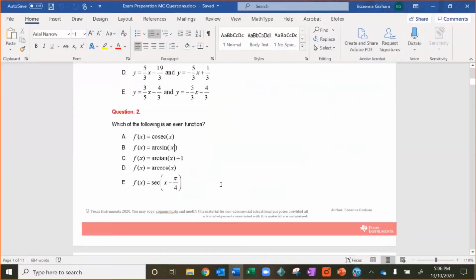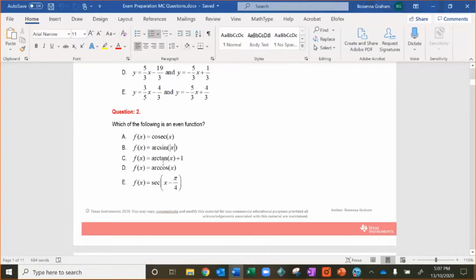Next question, which of the following is an even function? And we have 5 functions here. Now, of course, you could sketch each of those, and we know that the even function is the function which is symmetrical about the y-axis, and also the one which fulfills the rule f of minus x equals f of x. If we look at B, we have arc sine of modulus x, and of course modulus x and modulus minus x is the same thing.